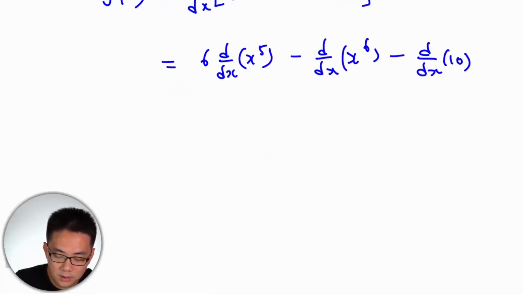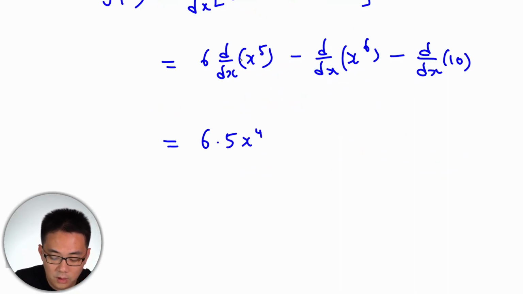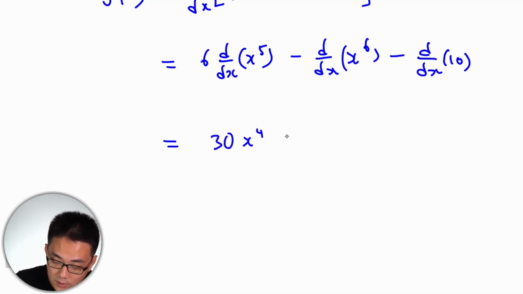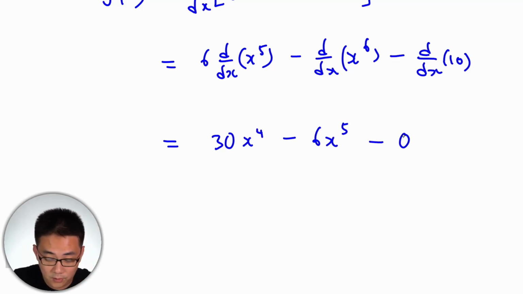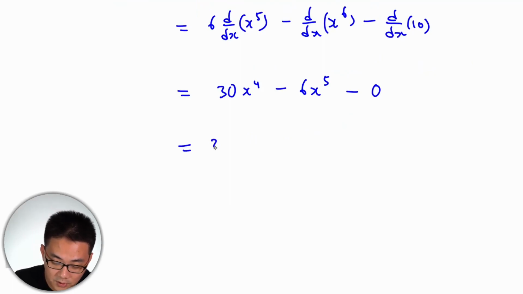In this case it will be 6 times 5, which is actually 5x^4. Multiply it down, so this will be 30. Actually, this is 30x^4, where 6x^5 is multiplied down with the power minus 1. This will be 0. Remember, differentiating a constant is 0. So what is left is this expression here.